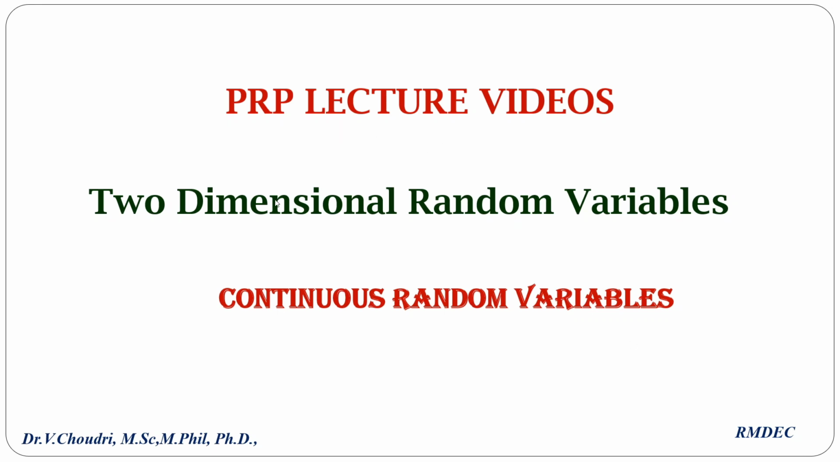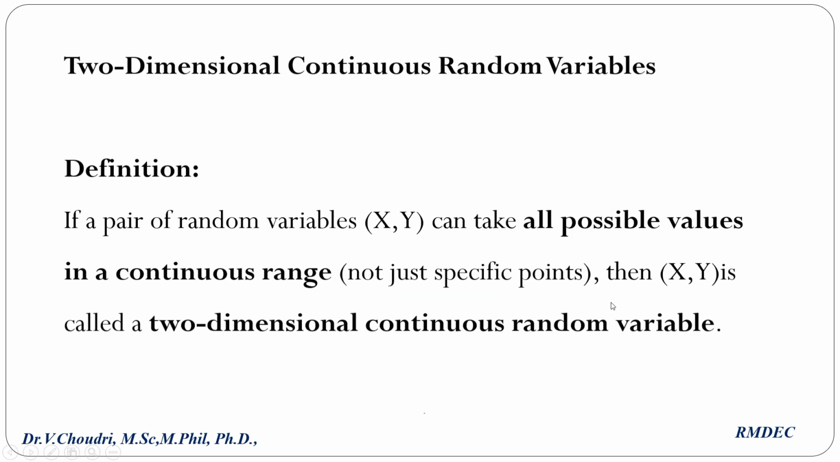In this video, we are going to see two-dimensional random variables. The topic is continuous random variables. In the previous lecture, we discussed two-dimensional discrete random variables. So in this video, we will see what two-dimensional continuous random variables are, with examples, definitions, and so on.